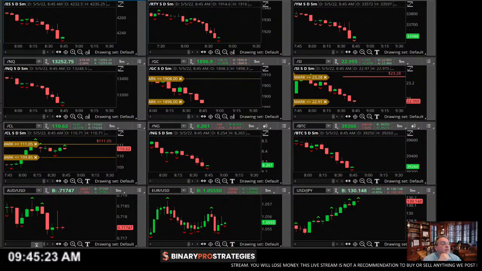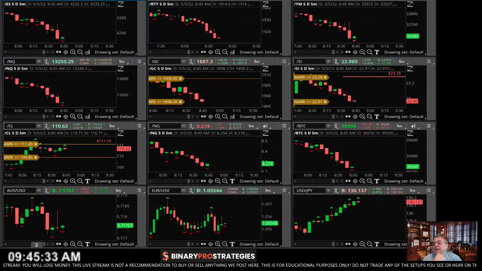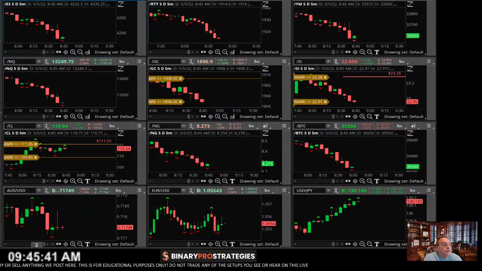Alright, still don't have anything setting up yet. Was looking for that double buy on that US yen. It didn't hold, so no go on yen. Still short gold, short silver, short crude.